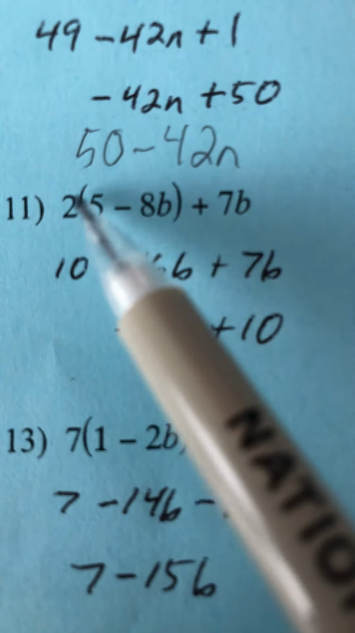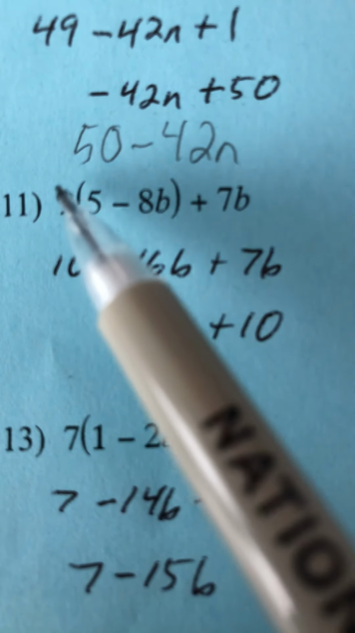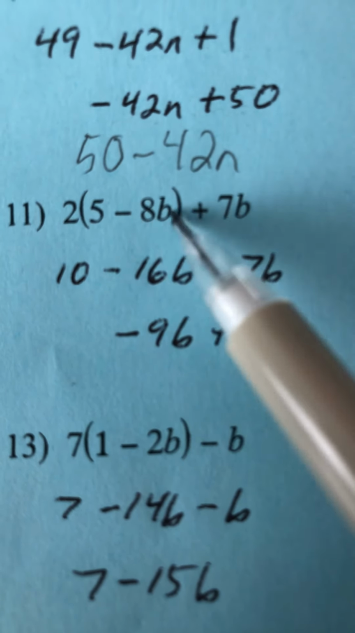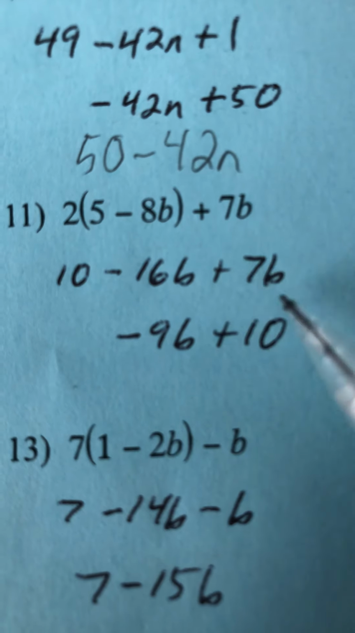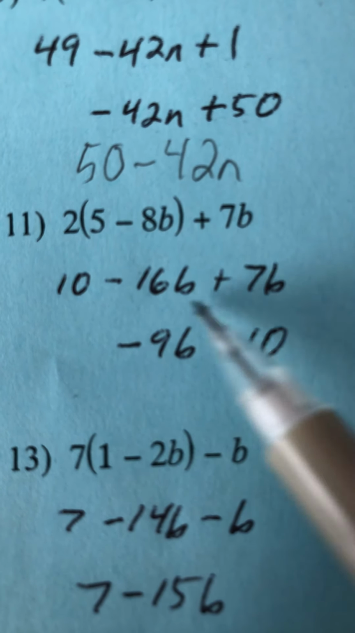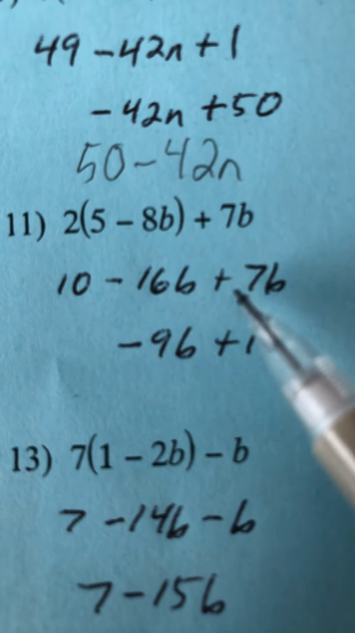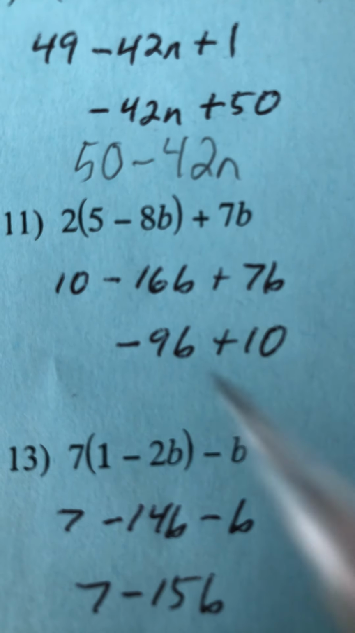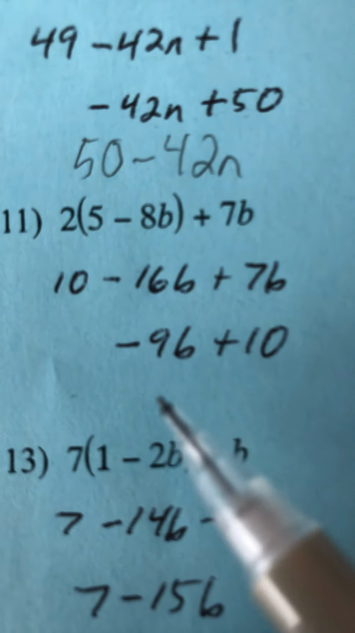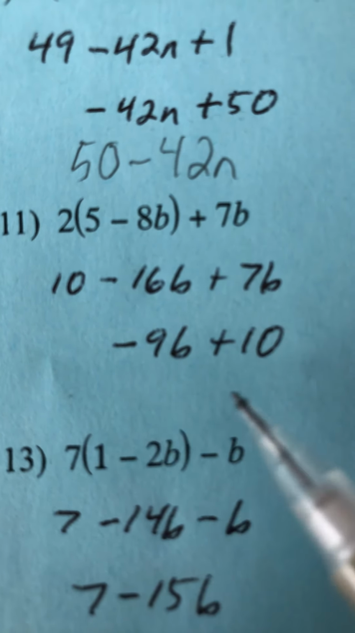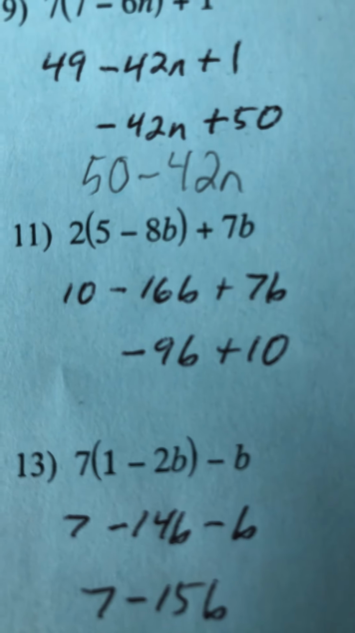I distribute the 2 times the 5, get 10. 2 times the -8b gives me -16b, and I have this plus 7b over here. I combine the like terms. -16b plus 7b is -9b plus 10. And if you wrote it backwards, if you have 10 minus 9b, you're good.